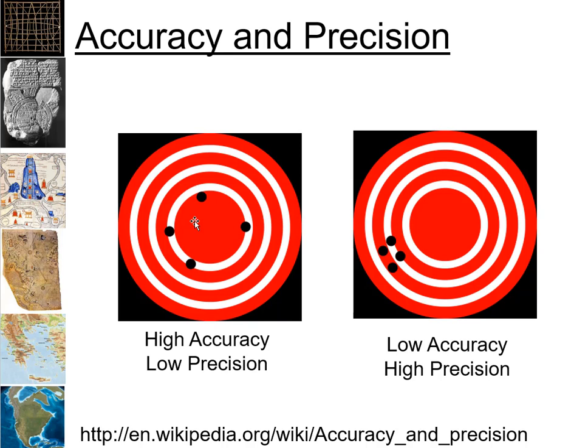Now, this is pretty easy if you're into archery or some type of target practice where you're trying to get good at hitting the center of the bullseye. And here we're on target, here we're off target, but highly repeatable. So here we have high accuracy, low precision. Here we have high precision, low accuracy.